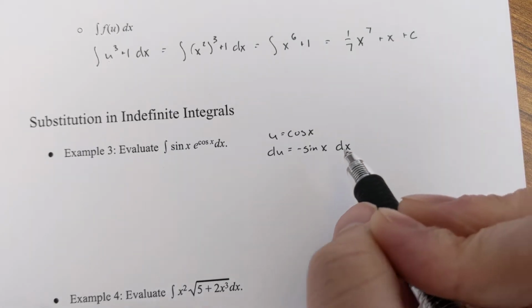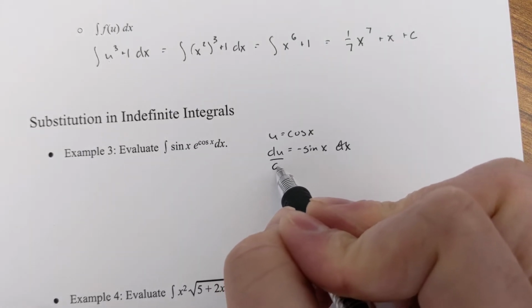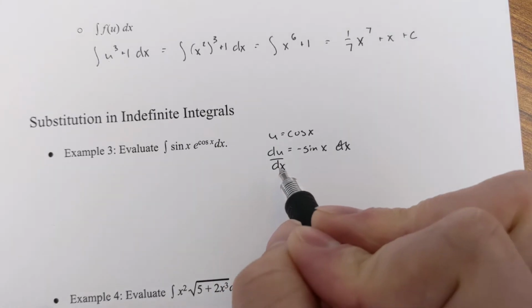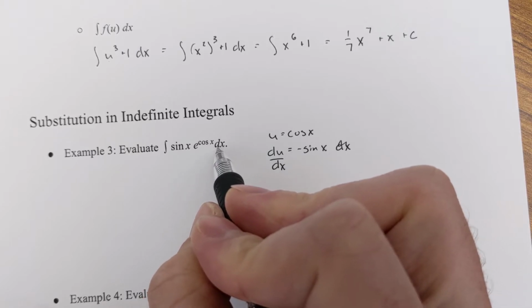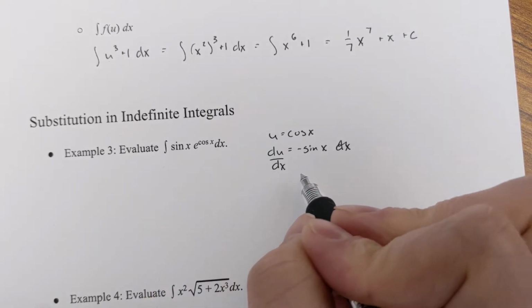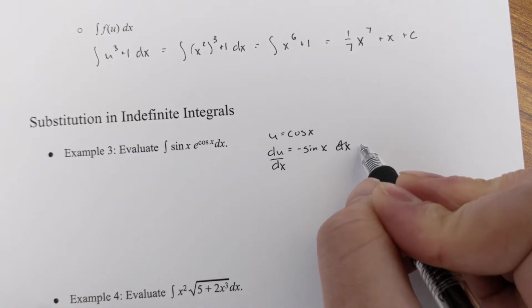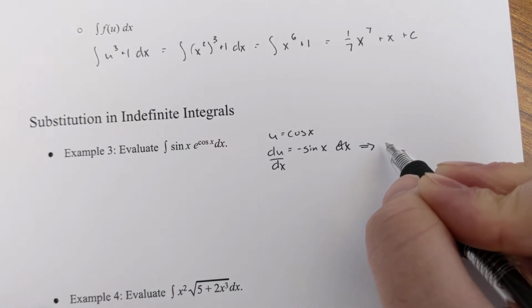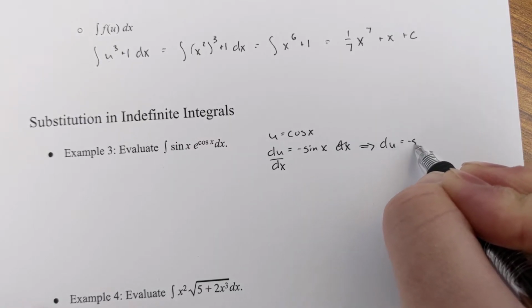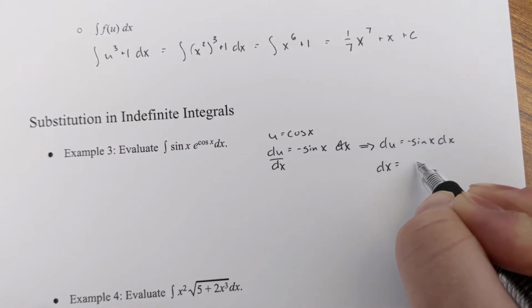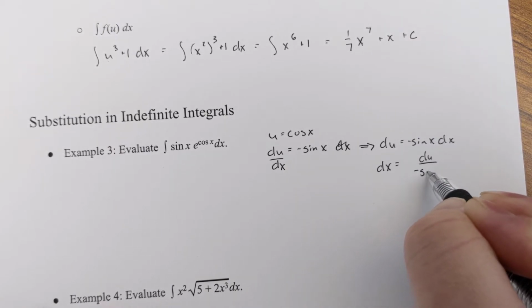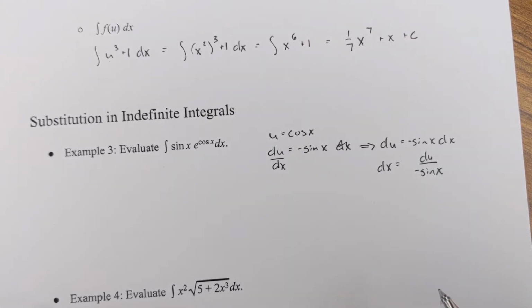Yeah, so, well, here, we'll look at it this way. The derivative is du over dx, but I need to get dx by itself because of this dx term at the end. So this would become du equals negative sine x dx. So dx is equal to du over negative sine x, and then I'm going to make a substitution.